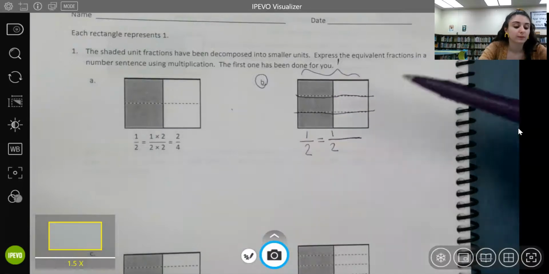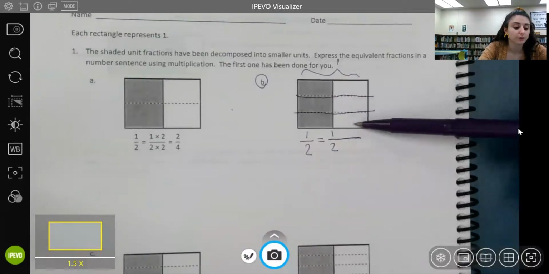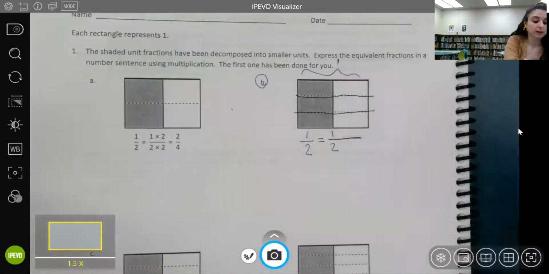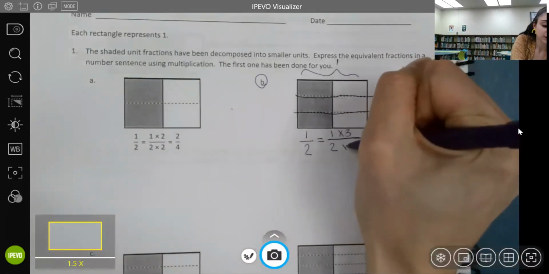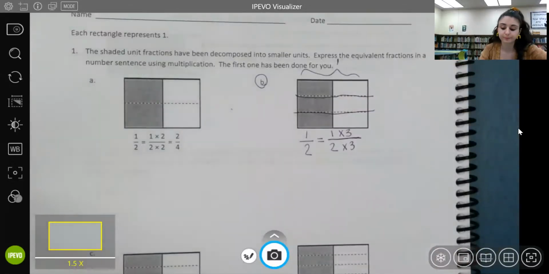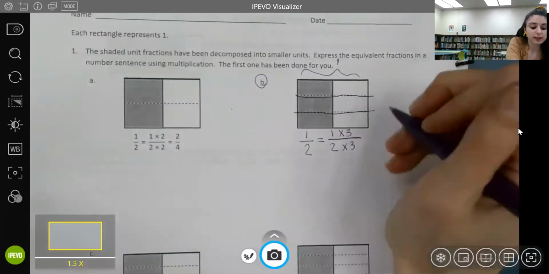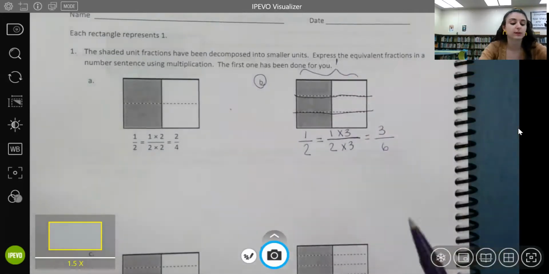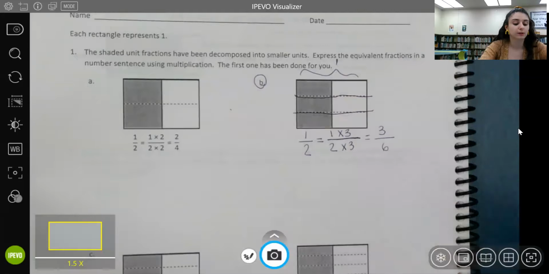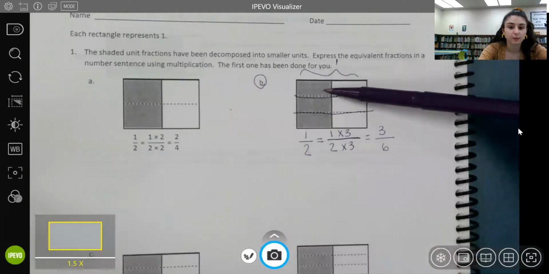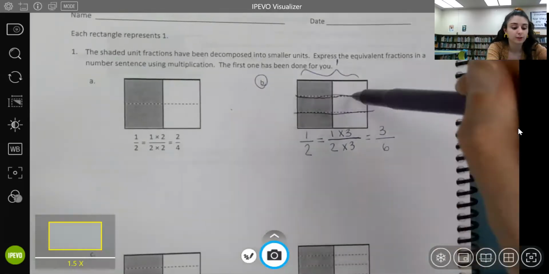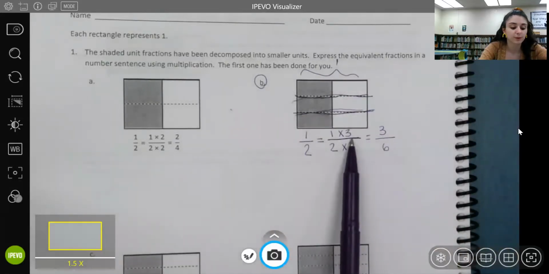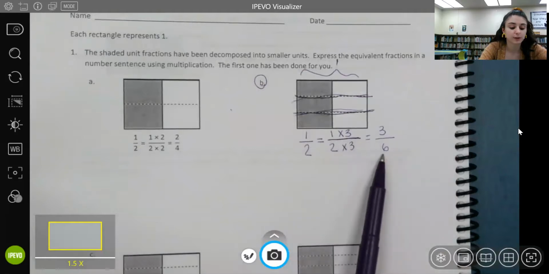Now, how many boxes do we have? You should have said 3. So we're going to multiply it by 3. And what is 1 times 3? You should be writing it down, which is 3/6, because 2 times 3 equals 6. So I'm going to go over it again. We have our half that we then cut into thirds. Since we're cutting it in thirds, we're going to multiply 1/2 times 3. And 1/2 times 3 equals 3/6.